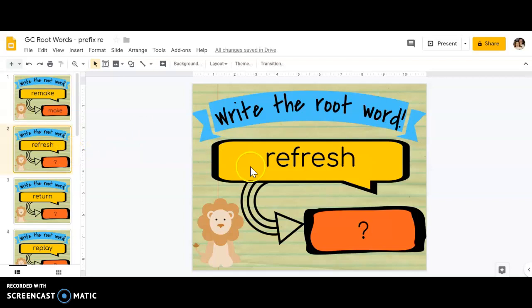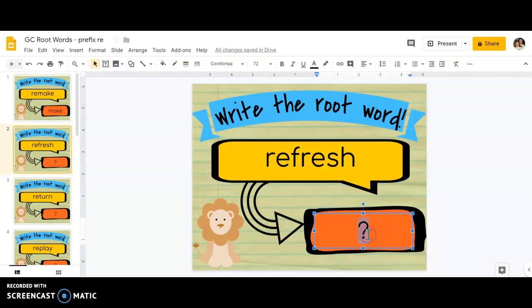Let's do one more together. This word is the word refresh. That means to get fresh again. So if I take off my prefix of re, I'm left with a root word of fresh. So double click on your question mark and you can type the word fresh. F-R-E-S-H. That's your root word.